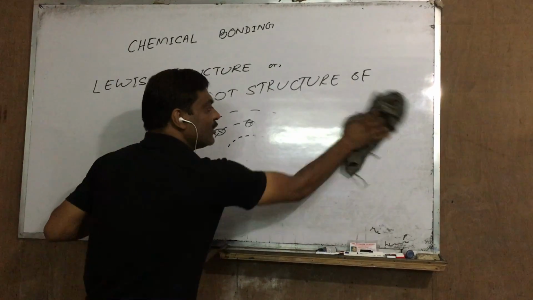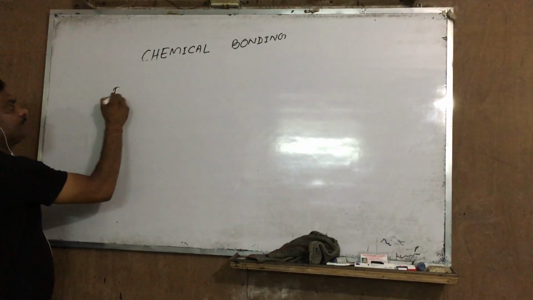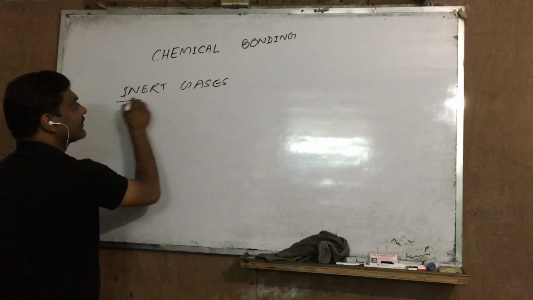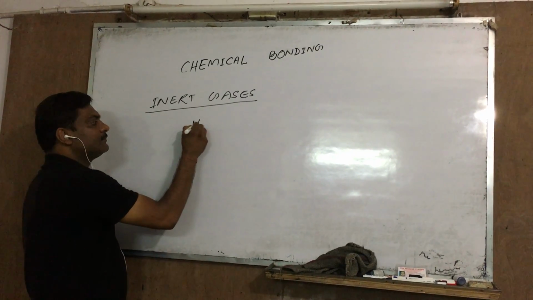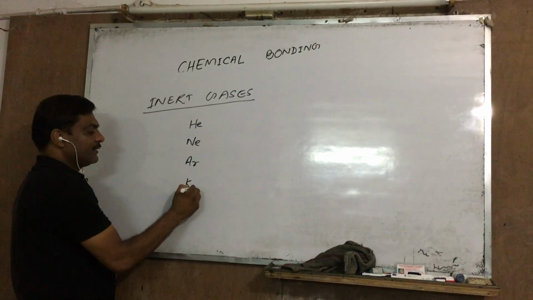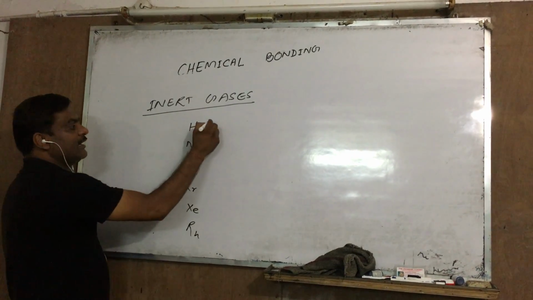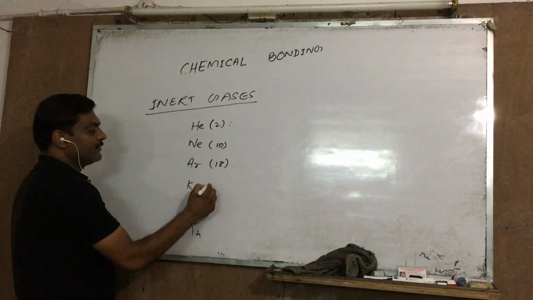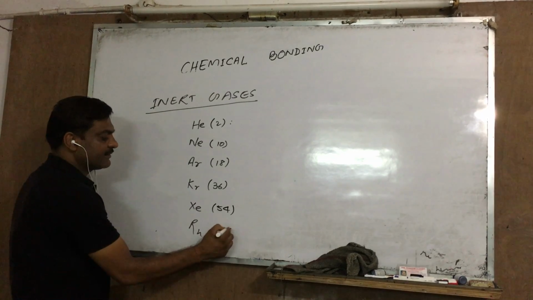Now we should know about the inert gases. There are 6 inert gases. These are helium, neon, argon, krypton, xenon and radon. Helium has atomic number 2, neon 10, argon 18, krypton 36, xenon 54, radon 86.